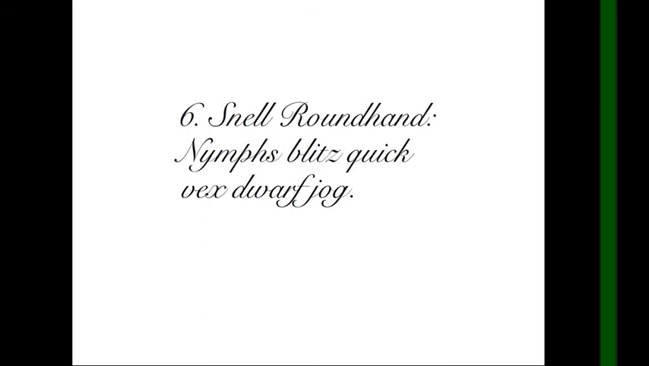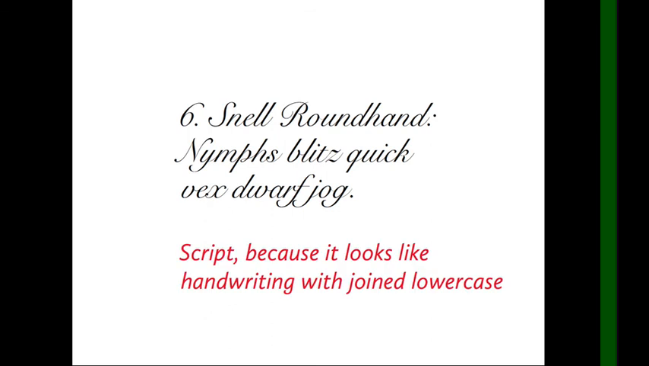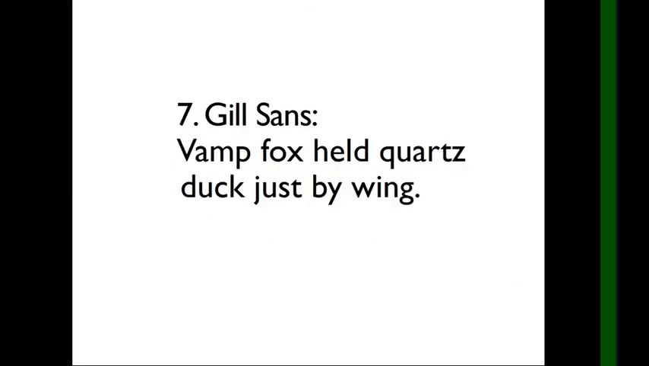Number 6, Snell Roundhand. This is a script. It looks like handwriting. The lowercase is joined. You may notice the uppercase letters are not all joined. The capital R is, but the S and the N are not. It's the lowercase being joined that is the identifying characteristic of script.